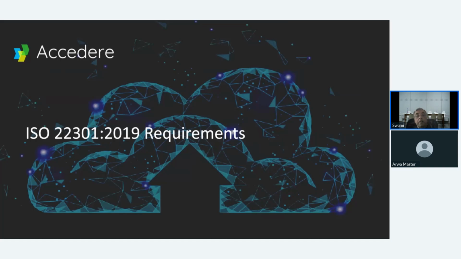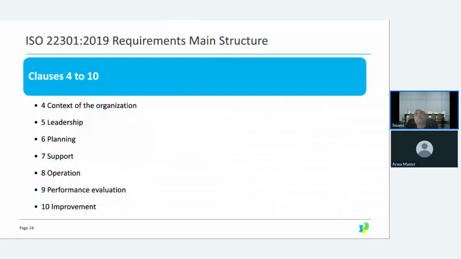Now, coming back to the 22301 requirements, as you know, in ISO we have the Annex SL concept, where clauses 4 to 10 are common across various management systems like the quality management system, information security management system, environmental management system, business continuity management system, and so on. Each organization needs to first identify the context of the organization, and then address leadership, planning and support, operations, performance evaluation and improvement. These clauses 4 to 10 are the main structure of ISO 22301.